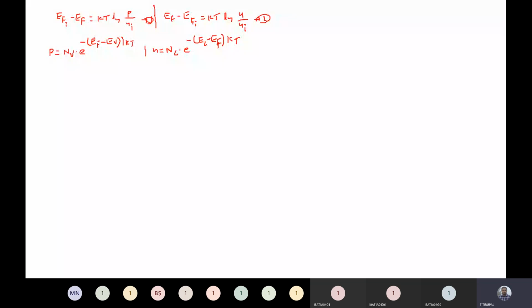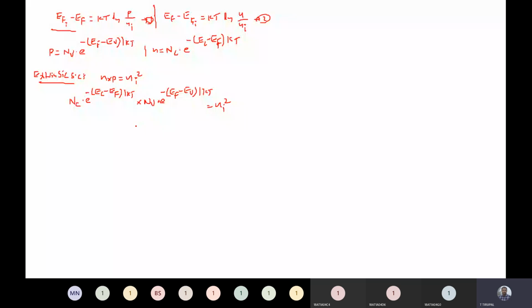Now, these are for intrinsic semiconductors. Let us go for extrinsic semiconductors. A doped semiconductor is called an extrinsic semiconductor. According to the mass action law, n into p is equal to Ni square. n is the concentration of electrons and its formula is Nc into e power minus of EC minus EF divided by KT, into p. p is NV into e power minus of EF minus EV divided by KT. That is equal to Ni square.